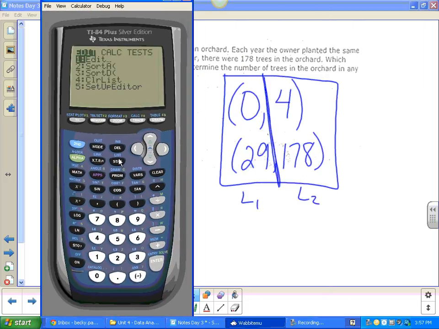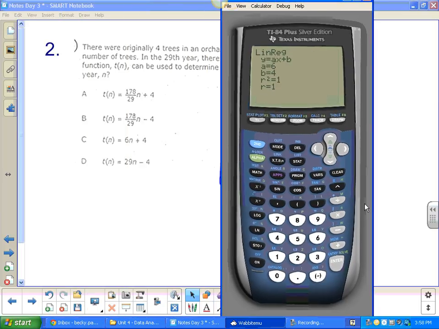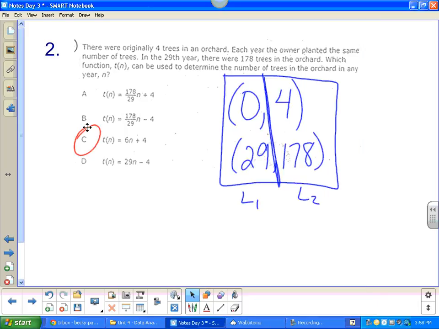So then I go to stat, edit, clear these out. I have a 0 and a 29 and a 4 and a 178. And I get y equals 6x plus 4. So that's going to be C.